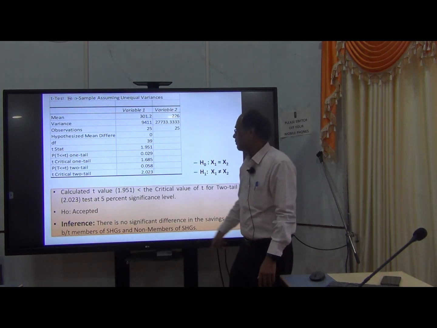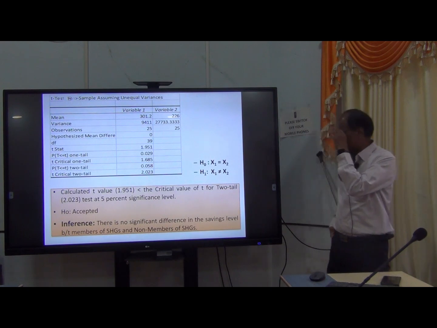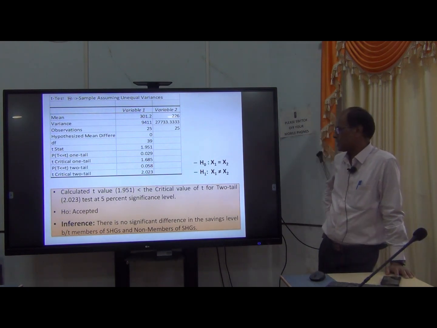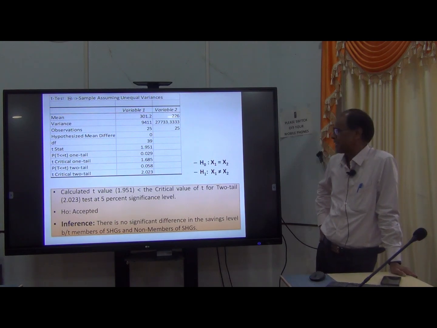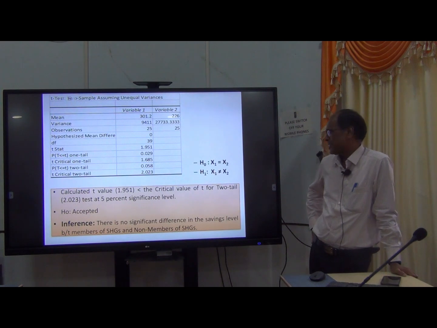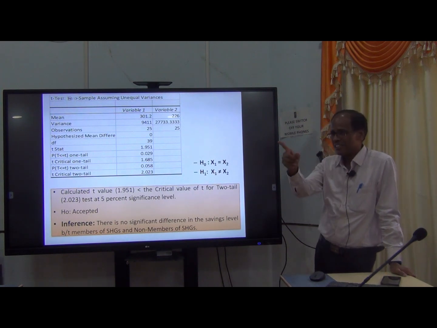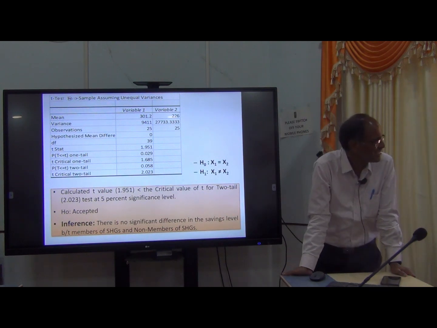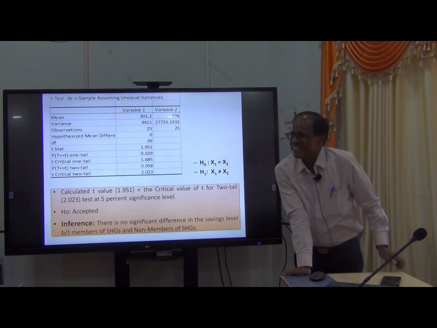Here, the calculated t value is less than the critical value of t for two-tail test at 5% level of significance. Therefore, you are accepting the null hypothesis. What was the null hypothesis? The inference is there is no significant difference in the savings level between the members of SHGs and non-members. Very simple inference.